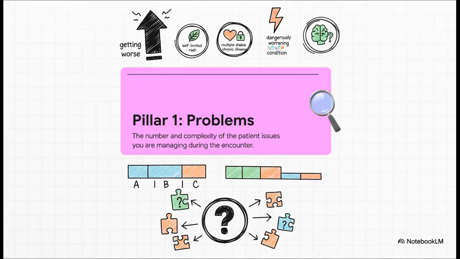Okay, let's dig into Pillar 1, the problems addressed. This is all about what you're actually treating. Is it just one single self-limited issue, like a minor skin rash? Or are you managing 2 stable chronic illnesses? Or maybe it's one chronic condition that's actively getting worse. The number of issues and how severe they are, that's the first piece of our puzzle.